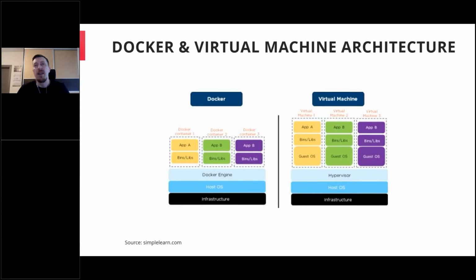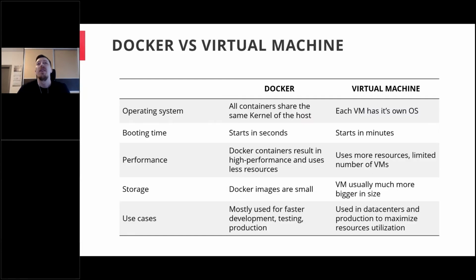So here is a comparison of Docker and virtual machine. As you can see, they are similar in that Docker containers and virtual machines also have different application libraries and so on, and they are separated. However, for each virtual machine, you would need a guest operating system. So if we check this table comparing Dockers and virtual machines, for the operating system, a virtual machine needs its own operating system.